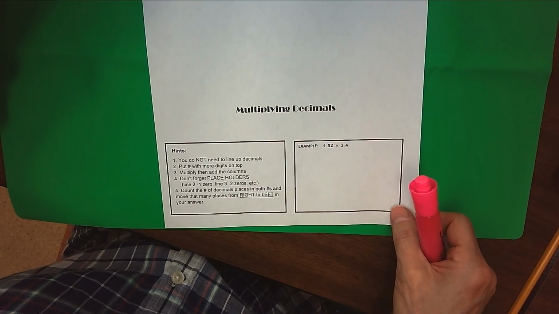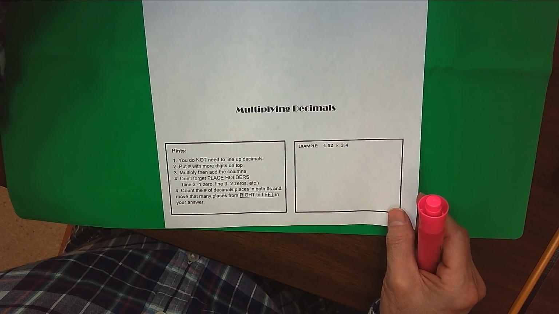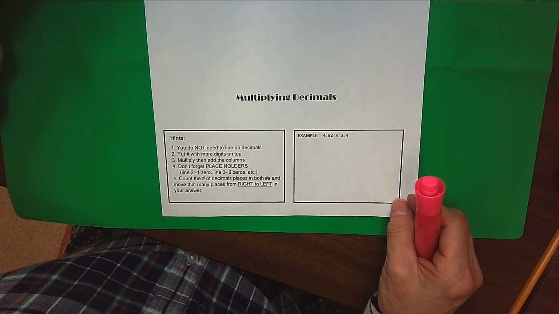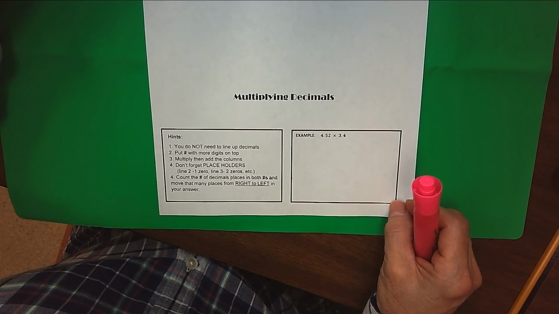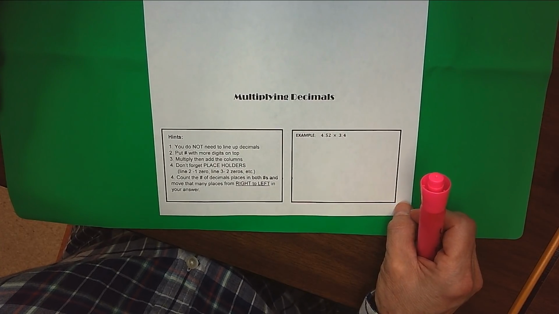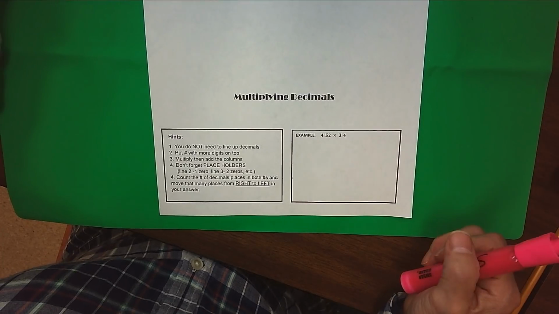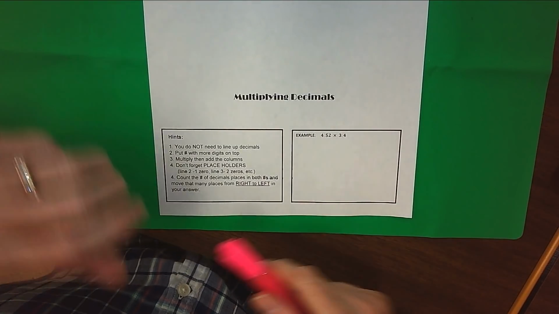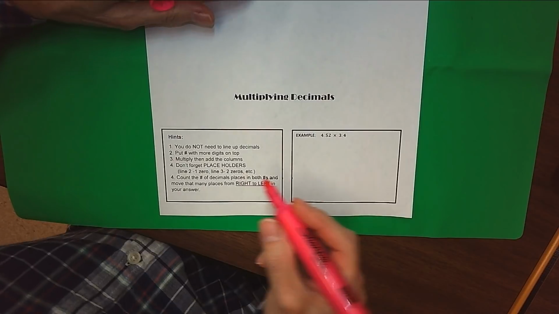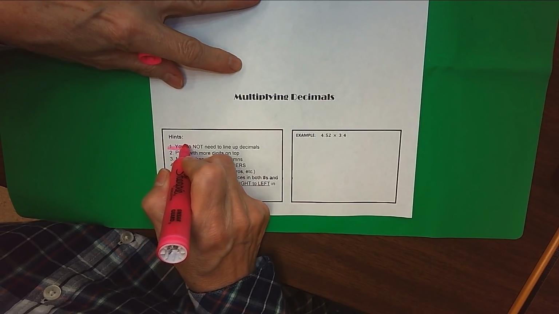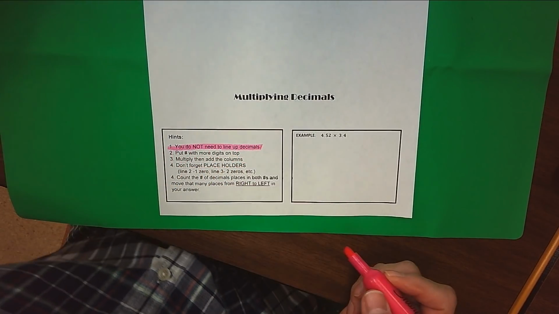Hi guys, our job today is to learn how to multiply decimals. So some good news is that it isn't a whole lot different than multiplying whole numbers. We just have to figure out what to do with the decimal points. So one thing that's really important is you do not line up the decimal points.